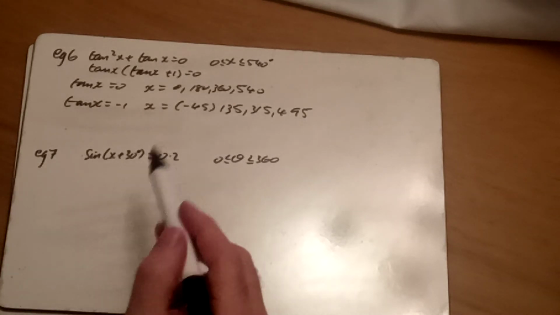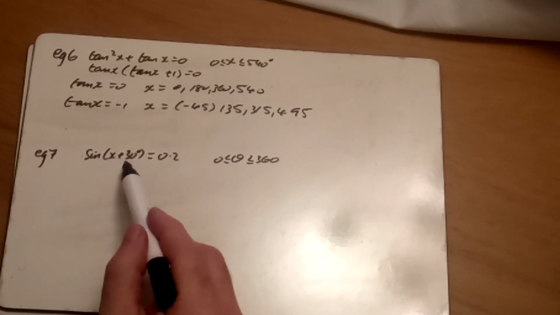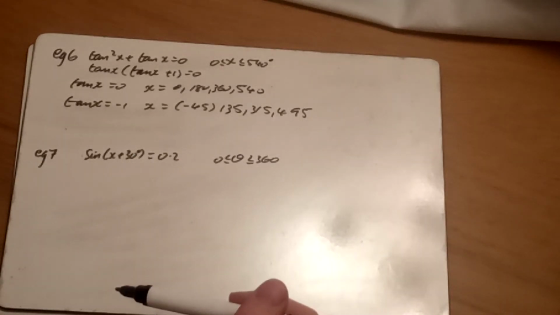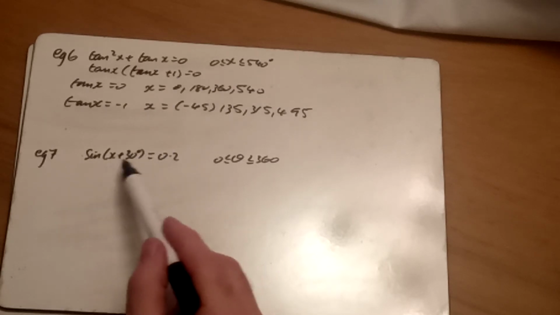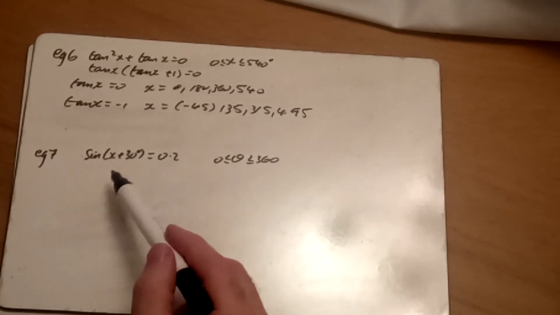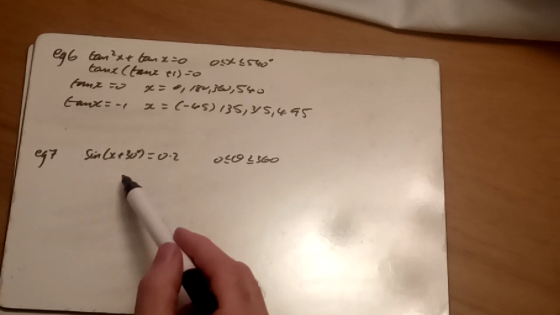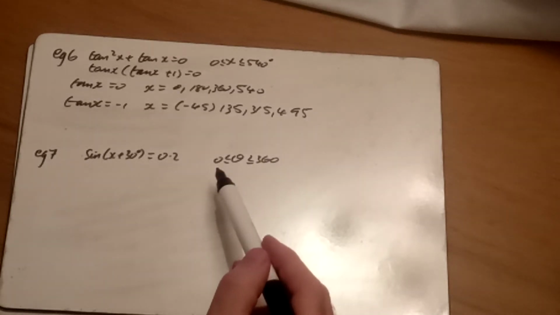Example 7 then. This is the first time we've got a transformation. Sine of x plus 30, because it's in the brackets, would take the ordinary sine curve and shove it 30 degrees that way. How I end up solving it, I'm going to do the inverse sine of 0.2 to get whatever it does, and I'm going to undo the function at some stage to get what the x answer is. I'm expecting two answers in 0 to 360.